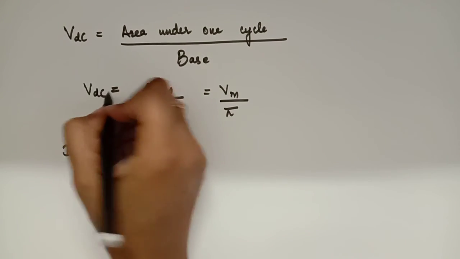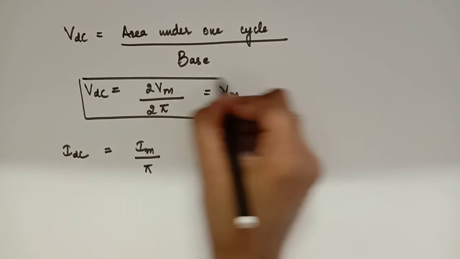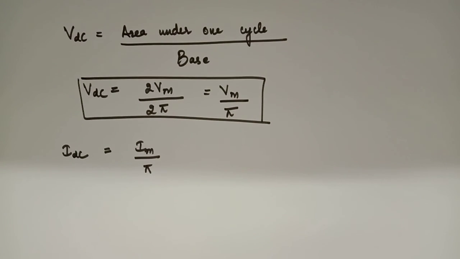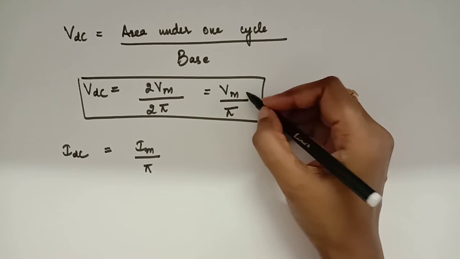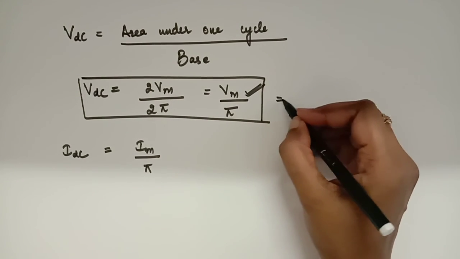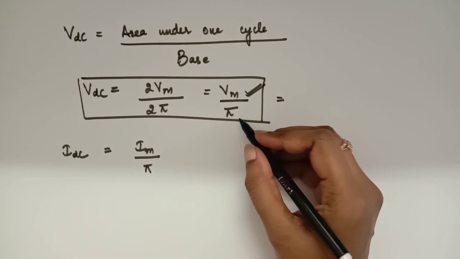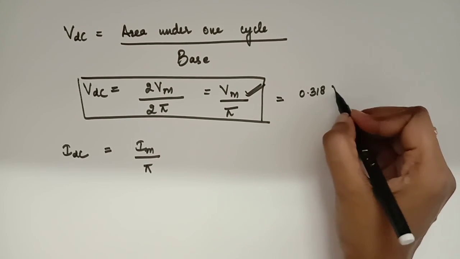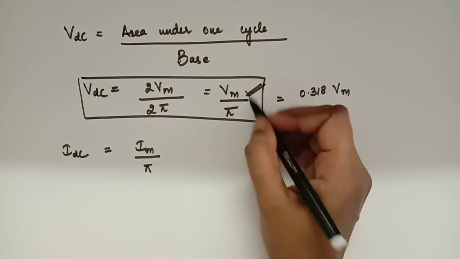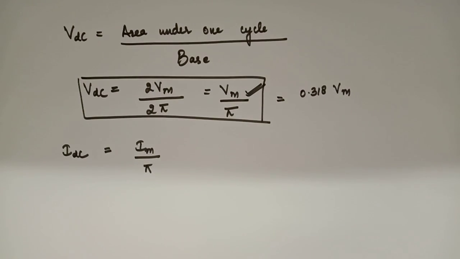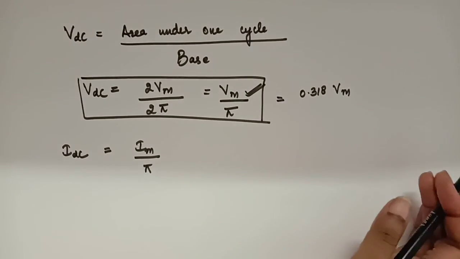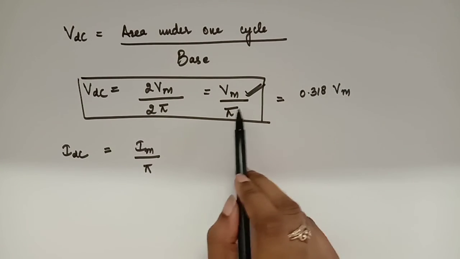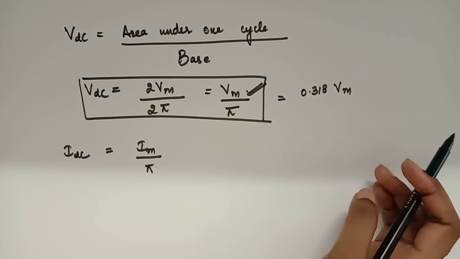So the important thing is that the VDC that we have calculated for the half wave rectifier is Vm upon pi. We should always remember this. If you put pi as 3.14, you will get 0.318 Vm. But Vm upon pi is easier to remember. So we have calculated this.